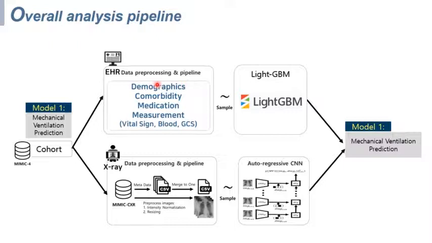We used LightGBM for the EHR data model, and a CNN model with LSTM for chest X-ray data. Lastly, we trained our final model using both EHR features and the hidden representations extracted from chest X-ray using our autoregressive CNN. We observed a slight increase in the performance when the features from both EHR and CXR are incorporated.